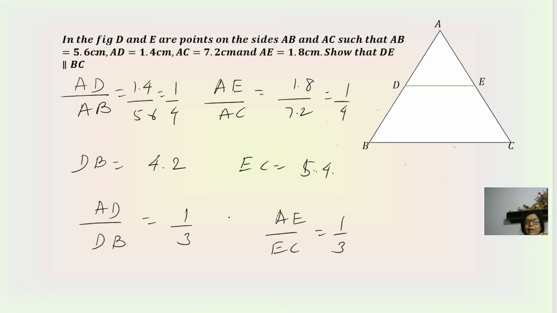So you can do it directly this way and say that therefore, since the ratios are the same proportion, DE is parallel to BC. Either way you can choose. Not necessary to do both the methods.